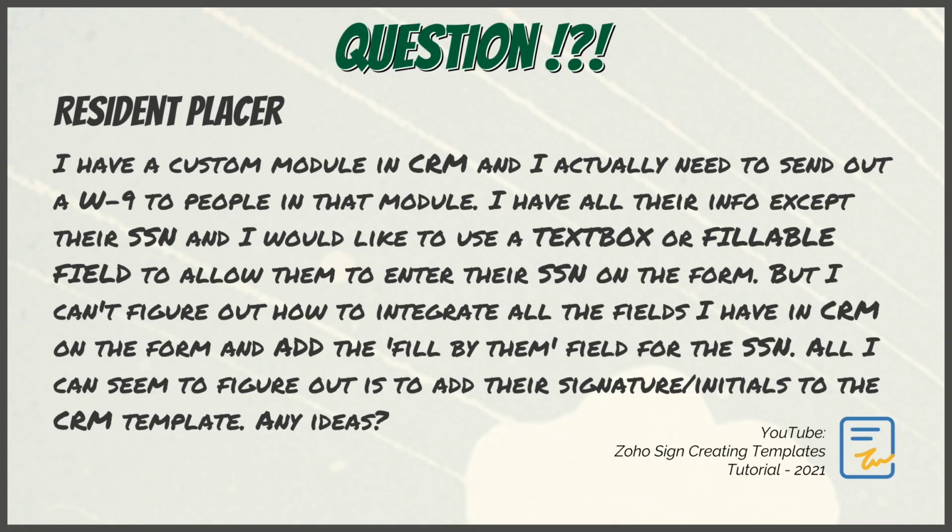Question after watching the Zoho Sign Creating Templates tutorial from 2021. Resident Placer asks: I have a custom module in CRM and I need to send out W-9s to people in that module. I have all their info except for their social security number, and I would like to use a text box or fillable field to allow them to enter their SSN on the form, but I can't figure out how to integrate all the fields I have in CRM on the form and add the fill-by-them social security number field that they add back to the record in CRM. All I can seem to figure out is how to add their signature and initials to the CRM template.